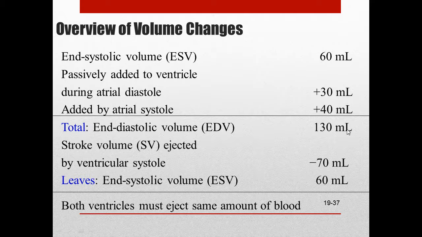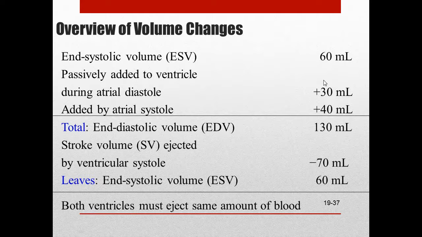So remember, end diastolic volume is what? Hopefully you guys remember. It is the amount of blood that is in the ventricles after they're filled. When the ventricles are filled, this is the amount of blood that's in there. Okay? So when the ventricles contract and release the blood out, they eject 70 milliliters of blood, leaving back that 60 milliliters of blood in the heart.